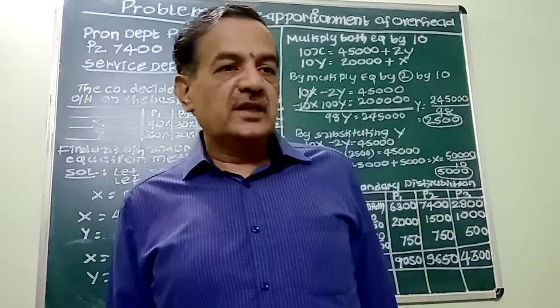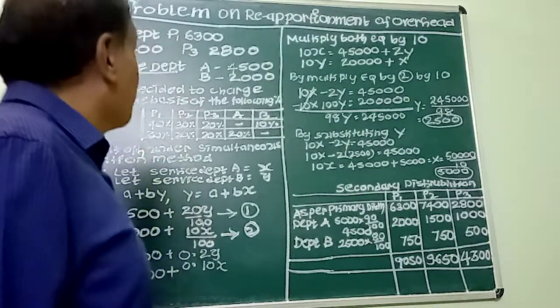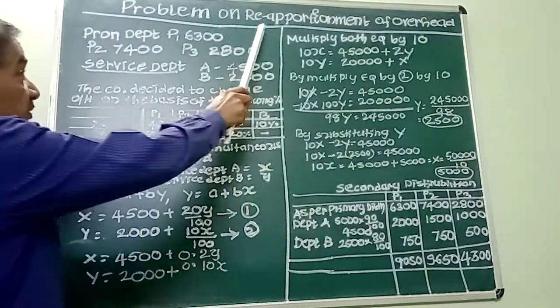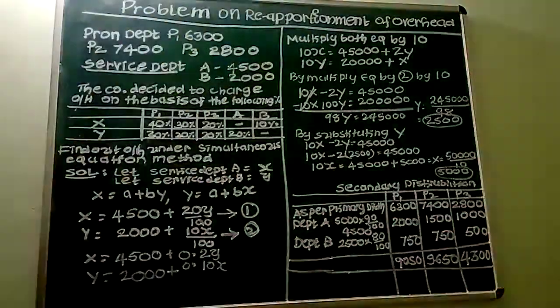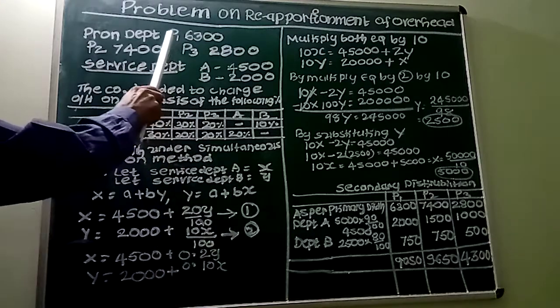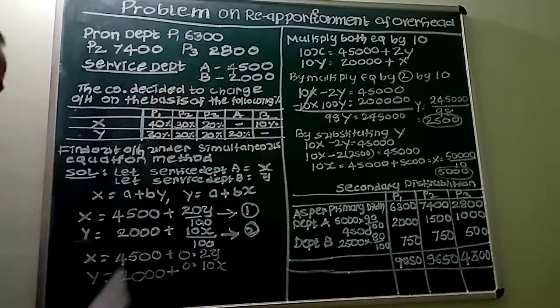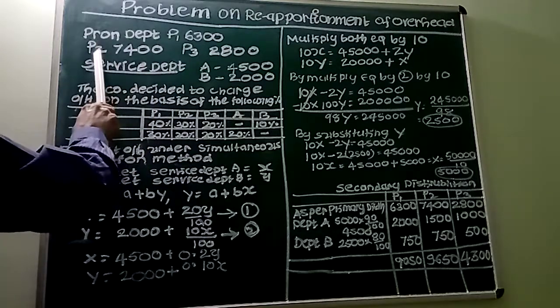Dear students, in today's class, let us solve one problem on reapportionment of overheads under simultaneous equations method. This is the problem. Here there are three production departments. They are called P1, P2 and P3.